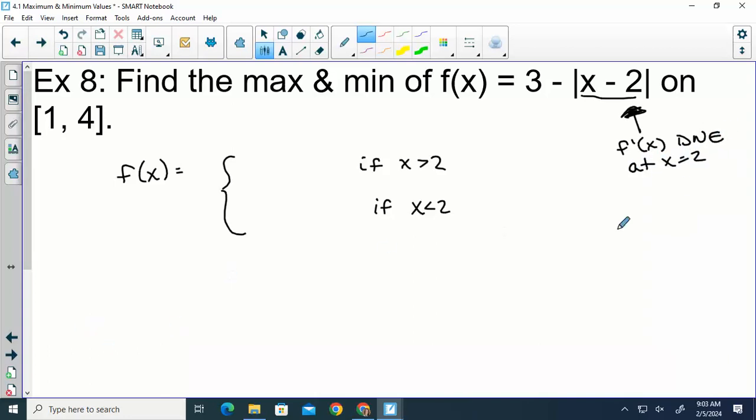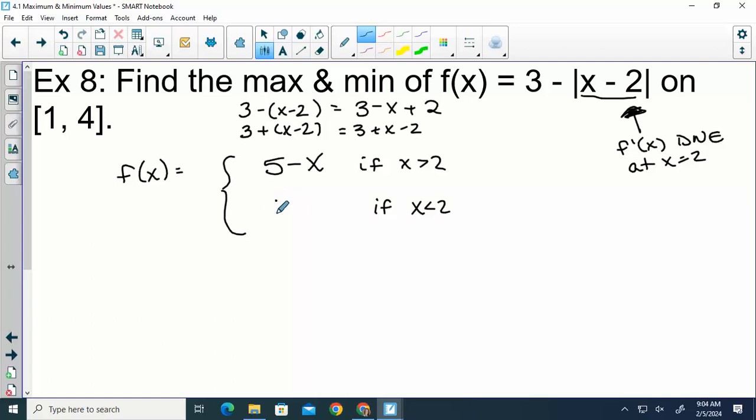So that is my first critical point. If x is greater than 2, then that absolute value is positive, so it's not doing anything. So you could just drop it. So then it turns into a 3 minus x plus 2, or my total function would be 5 minus x. If I put in something smaller than 2, then the absolute value would do the opposite of it, so it would become a plus here. So we would get a 1 plus x.